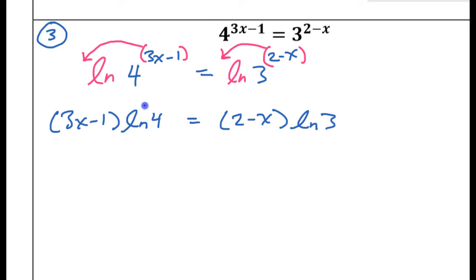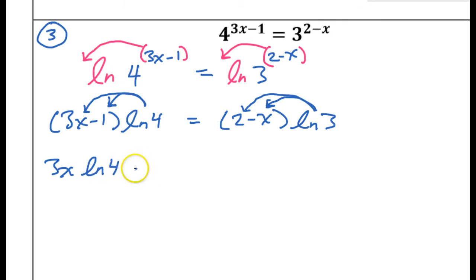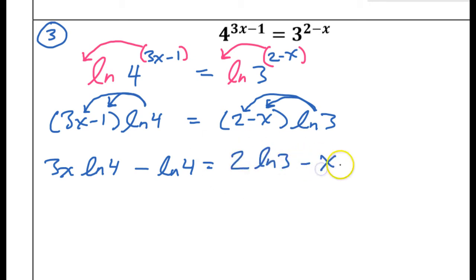So what I'm going to do now is the distributive property. I'm going to take this natural log of 4 and distribute, and I will do the same thing with the natural log of 3. So this is going to give me 3x times the natural log of 4 minus, well, 1 times the natural log of 4 is just the natural log of 4. And on the right-hand side, I will have 2 times the natural log of 3 minus x times the natural log of 3. Have I lost anyone so far?